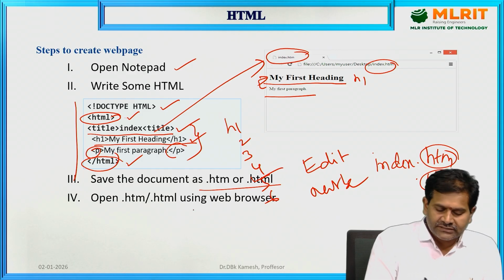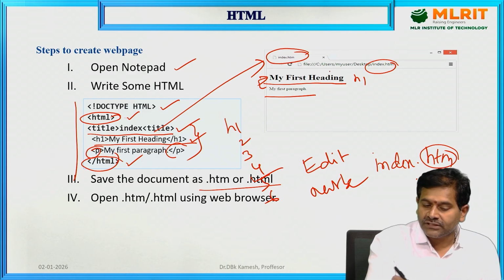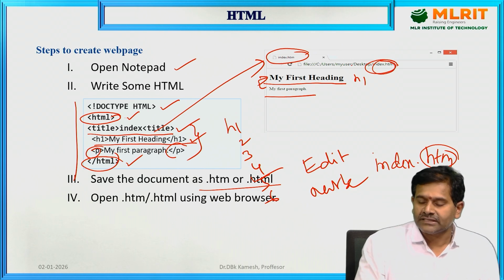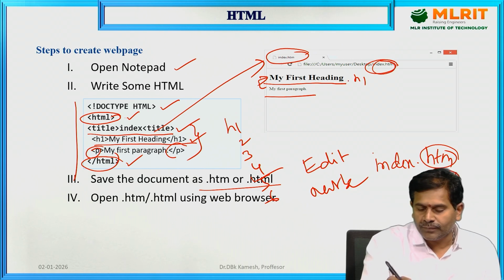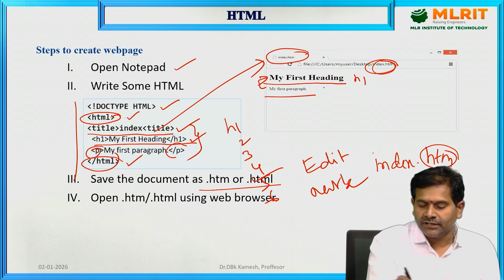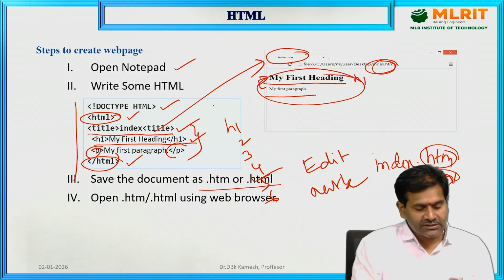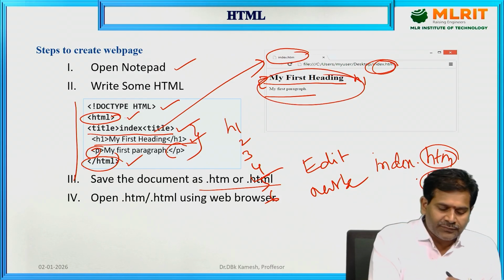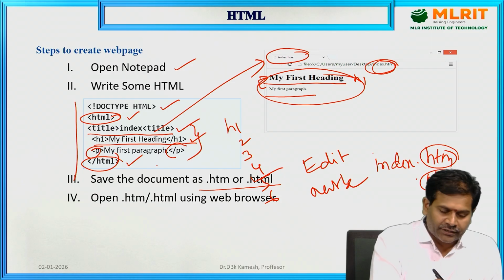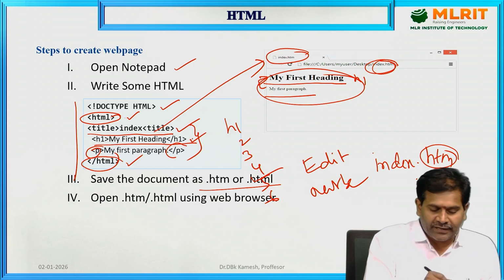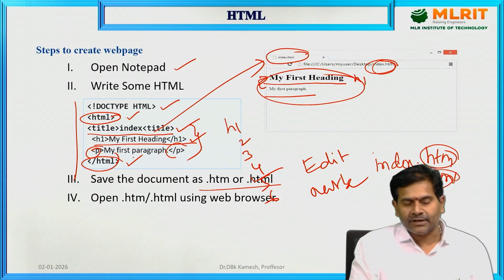Then in the web browser, we can use File and open where it is saved, that index.html. Once we open it as a web page, it automatically shows like this, because we have given in the head and in the body part, which is called HTML, my first heading and my first paragraph.